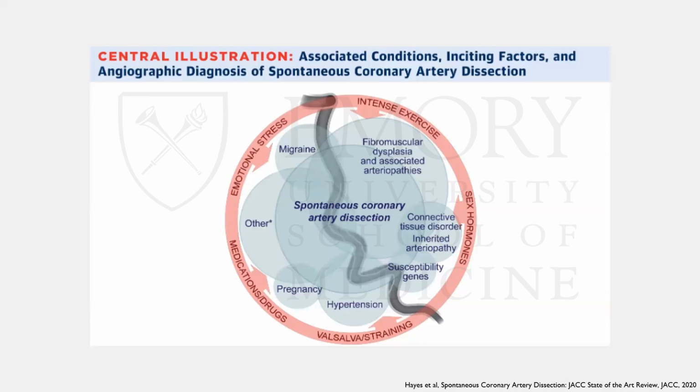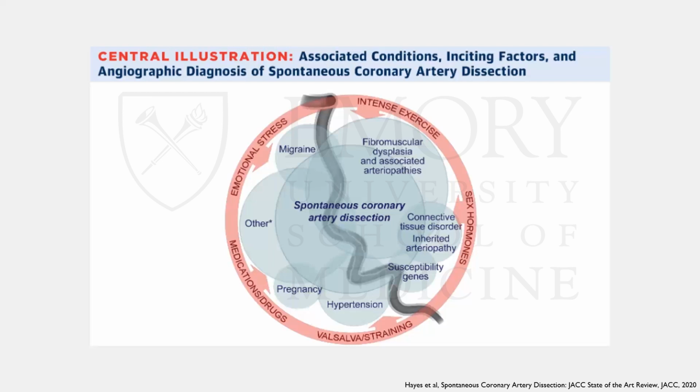So in terms of how this actually occurs, spontaneous coronary artery dissection often occurs in the setting of one or more overlapping conditions. In this particular diagram here, the blue circles show the patient's substrate, whether they have migraines, hypertension, or are pregnant, or some other condition. And this is often precipitated by a trigger. So triggers can be intense exercise, emotional stress, Valsalva, medications, or sex hormones.